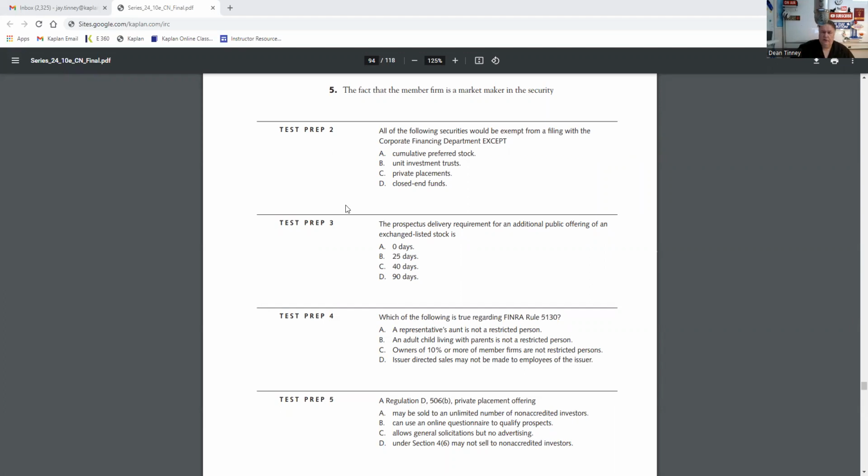Test prep 2: all the following securities would be exempt from filing with the Committee on Corporate Finance, except... The answer is A, preferred stock is exempt from the filing.